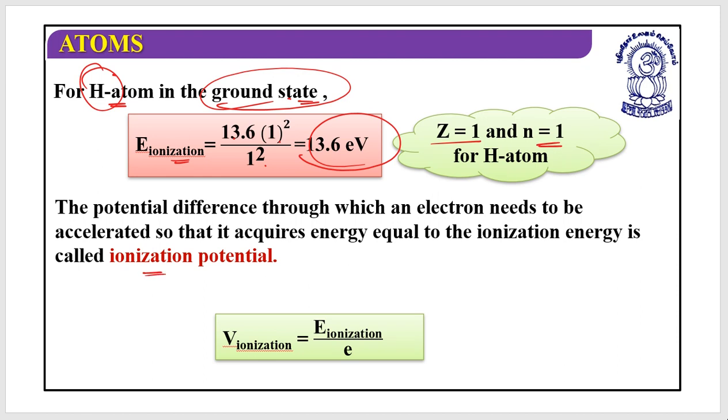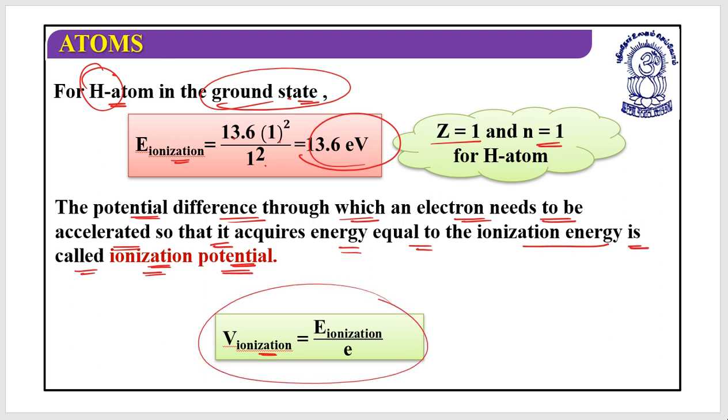Now let's define the ionization potential. It is the potential difference through which an electron needs to be accelerated so that it acquires energy equal to the ionization energy. That is what we call the ionization potential. So ionization potential could be given as ionization energy divided by e. So this is the ionization potential.